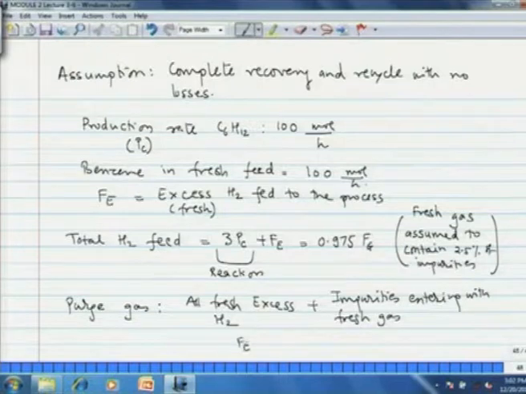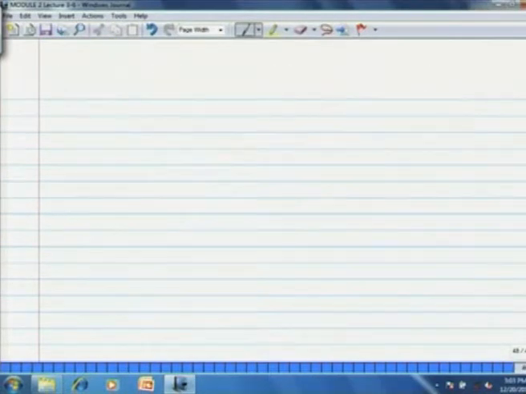So, this becomes Fe, all fresh excess hydrogen plus 0.025 into Fg. So, this is the purge gas. And now, we make a balance for the fresh gas, which is also known as makeup gas. Some books give this terminology, makeup gas. We make balance on only hydrogen.